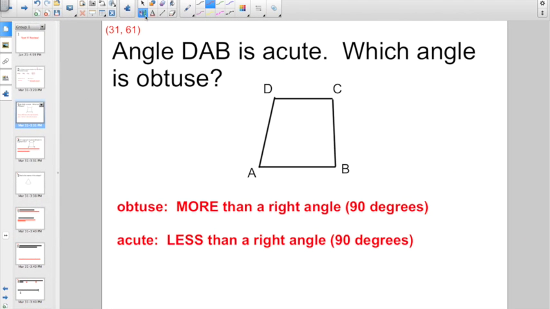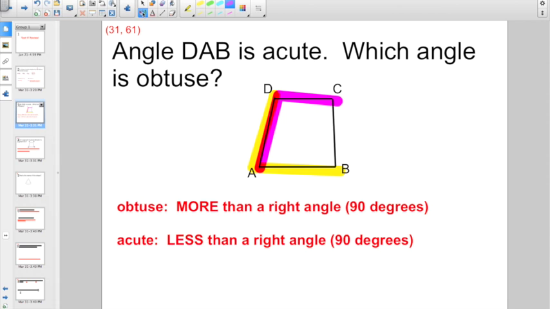Let's check out this one. Angle DAB is acute. We're talking the angle from D to A over to B. That's a cute little angle, right? So they want to know which angle is obtuse. Make sure you remember these words. Obtuse is more than a right angle, more than 90 degrees. Acute is less than a right angle. So where is your acute angle? It is from A to D over to C, right?